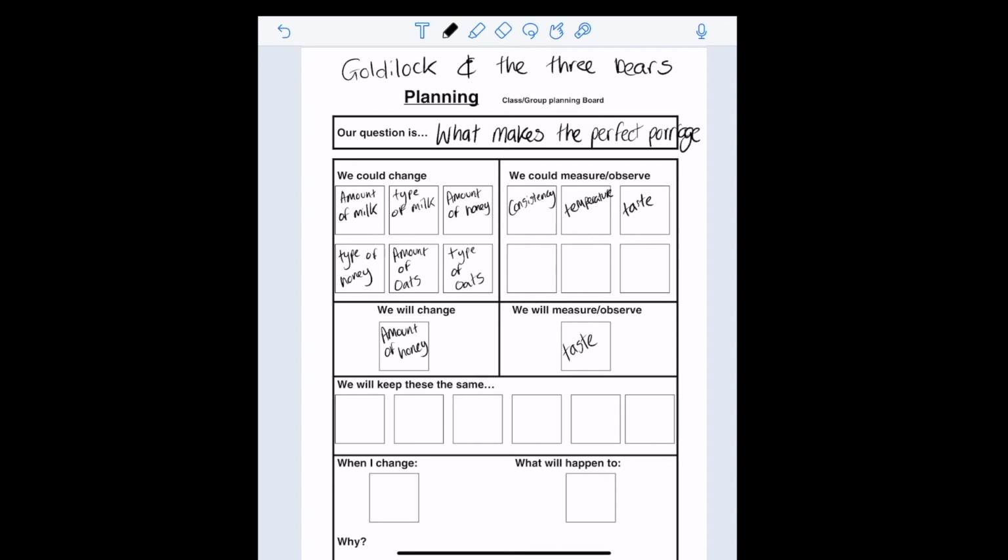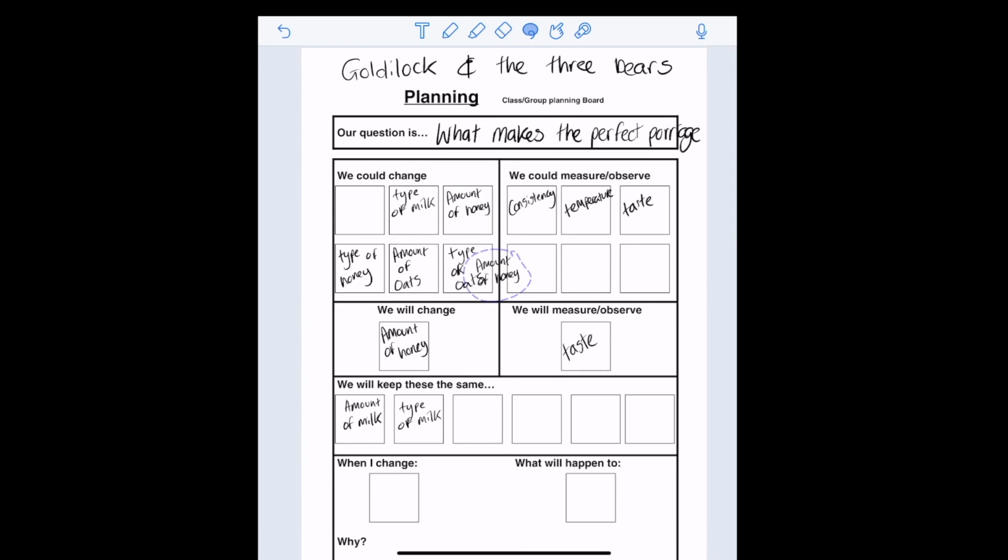The next section says we will keep the same. This is understanding the idea of fair testing. All of the other variables that I could have changed need to be kept the same, otherwise it is no longer a fair test because I am changing two variables. This allows the students to understand what variables are and the idea of fair testing.